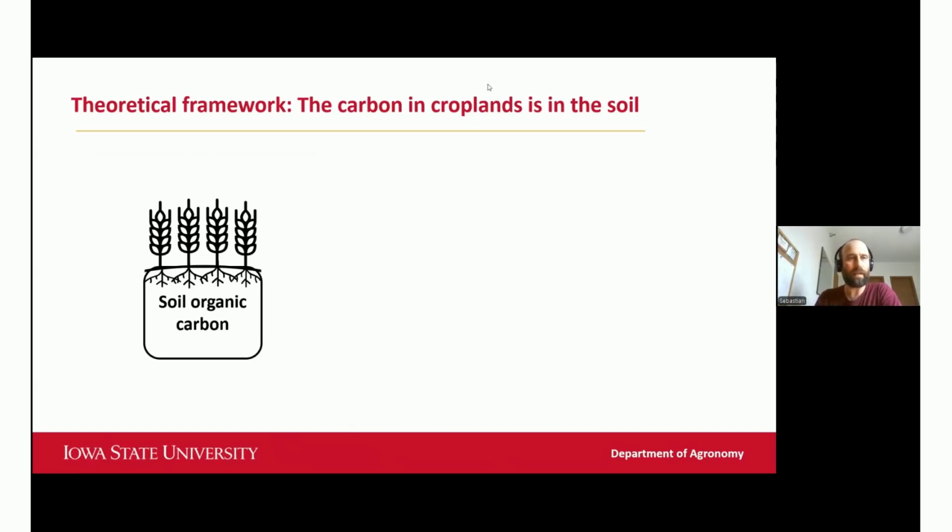So now I am going to talk about a theoretical framework, and this is about the carbon in croplands. When we talk about carbon in croplands, it's very common to focus on soil organic carbon. And why is that? It's because about 95% of the carbon is in the soil. And when the crop biomass reaches its maximum, about 5% of the carbon can be located in the biomass.